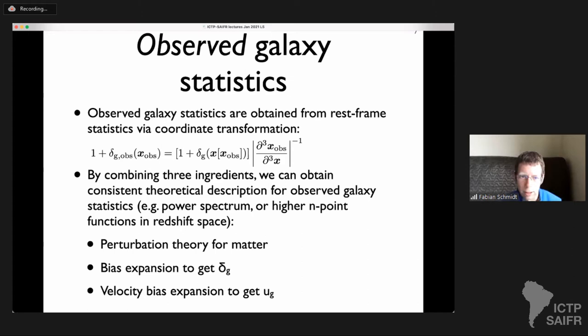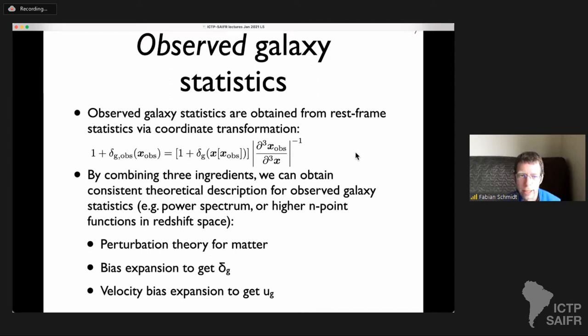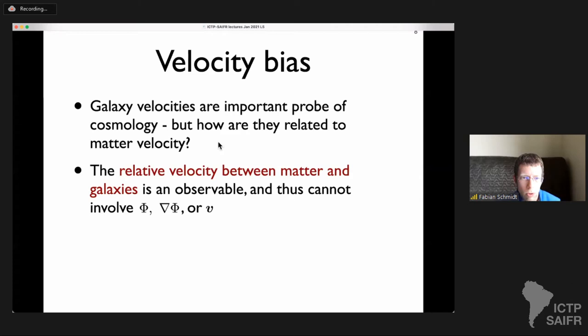So obviously, galaxy velocities enter the observed galaxy statistics through this effect that we call redshift space distortions. It's a cumbersome term, but RSD in short. And so how are galaxy velocities related to matter velocities, right? Do we have to do the same story as we did for the galaxy bias expansion, which was quite tricky, and also added a lot of free coefficients? Fortunately, it's much better for the galaxy velocity.